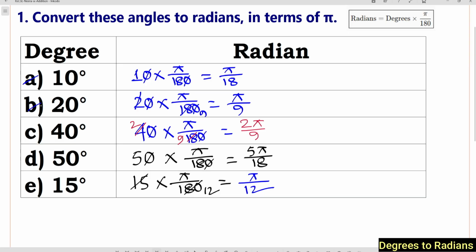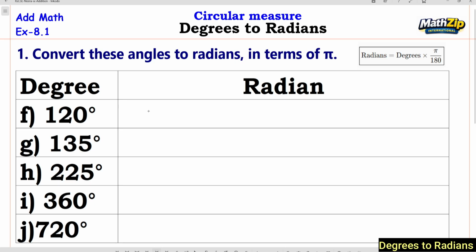So numbers A, B, C, D are done. We will try to solve more. Next, 120 times pi by 180. Cancel the zeros. This 12 we can divide by 3, so we get 4, and this 18 also we can divide by 3, we get 6. It would be better to divide 6 and 12 by 6. So here is 2 and here is 3. So the result is 2 pi divided by 3.